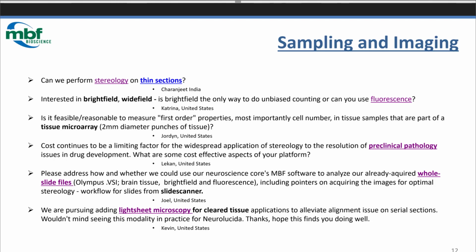Kevin from the US writes, we're pursuing adding light sheet microscopy for clear tissue application to alleviate alignment issues on serial sections. Wouldn't mind seeing this modality in practice for NeuroLucida. Today's webinar is about Stereo Investigator, but I am going to show you an example of using a stack that is taken from cleared tissue, and that is in our program called Stereo Investigator for cleared tissue.